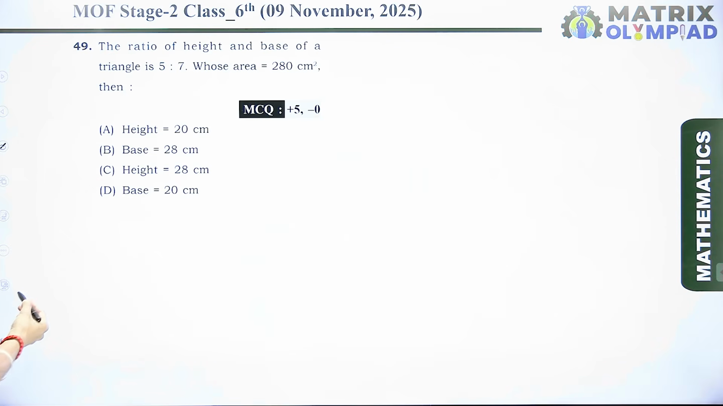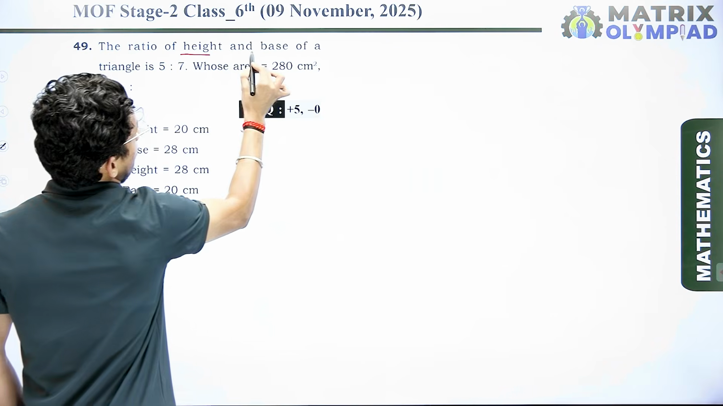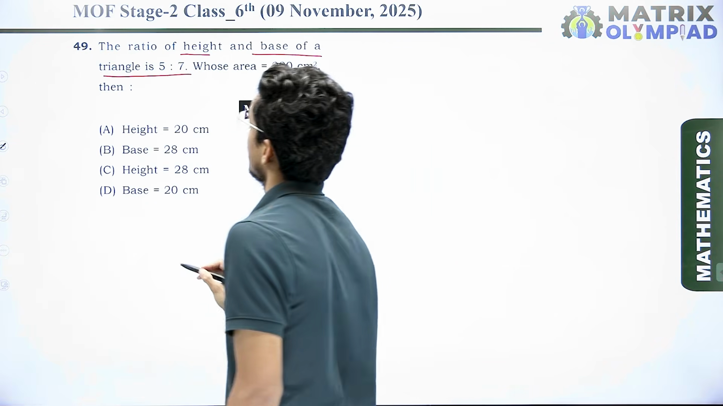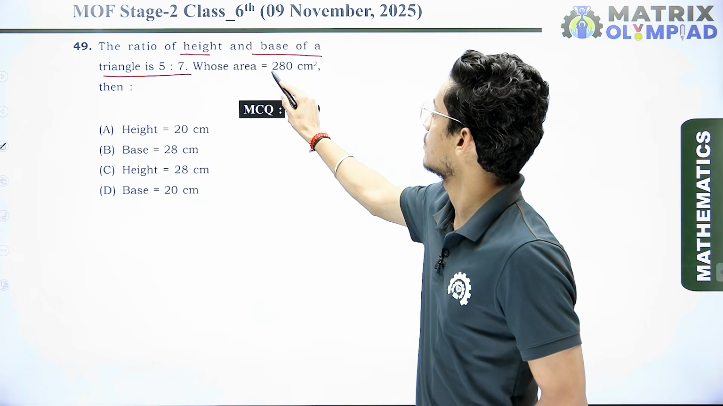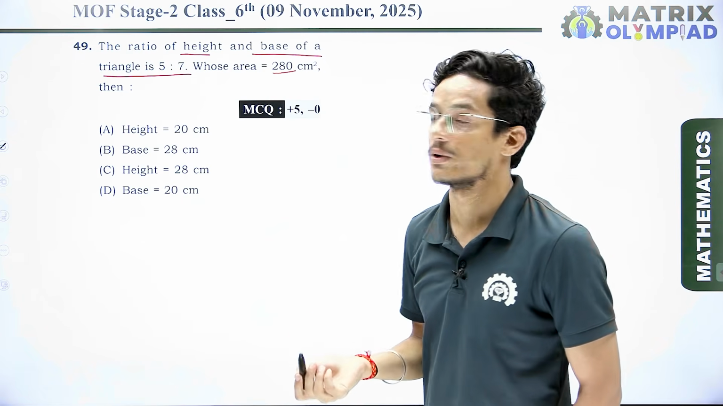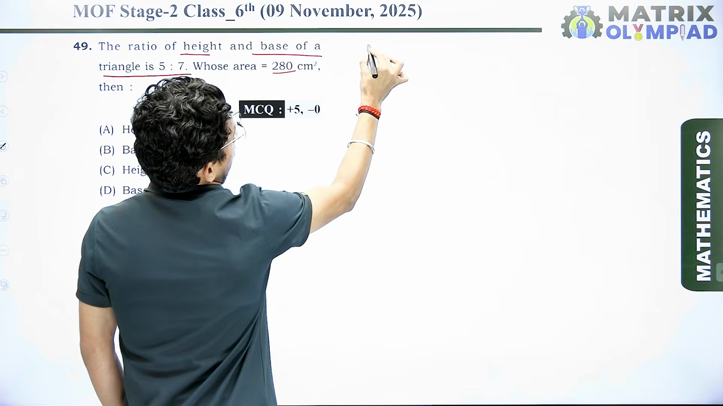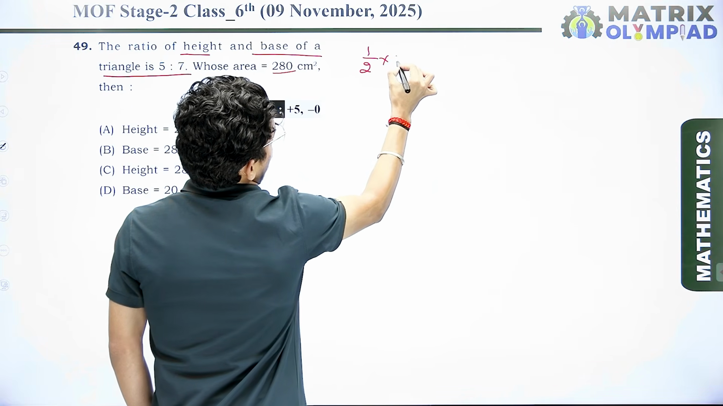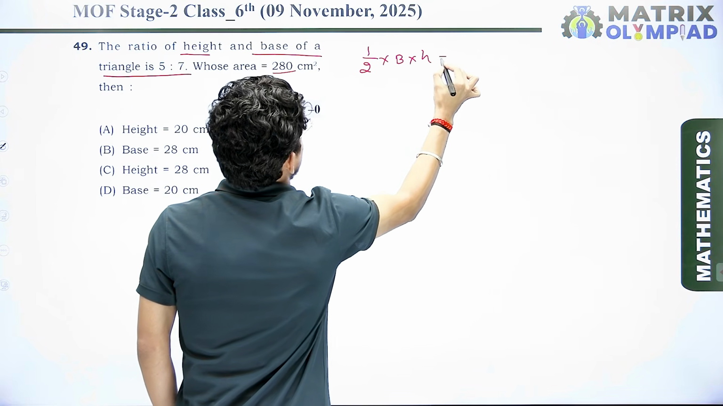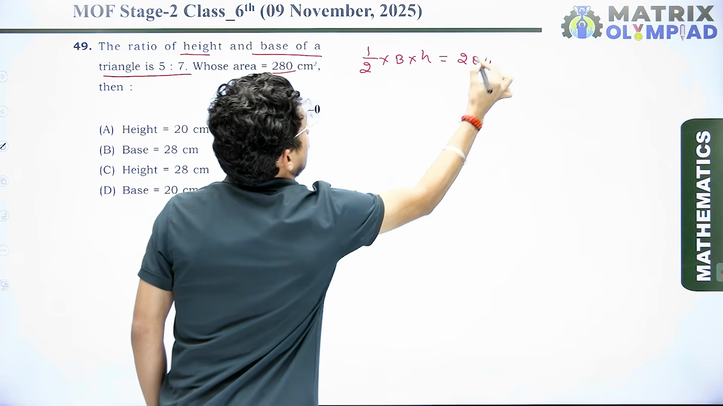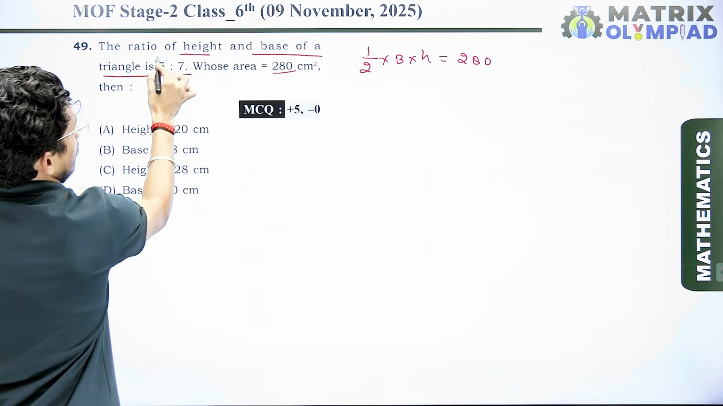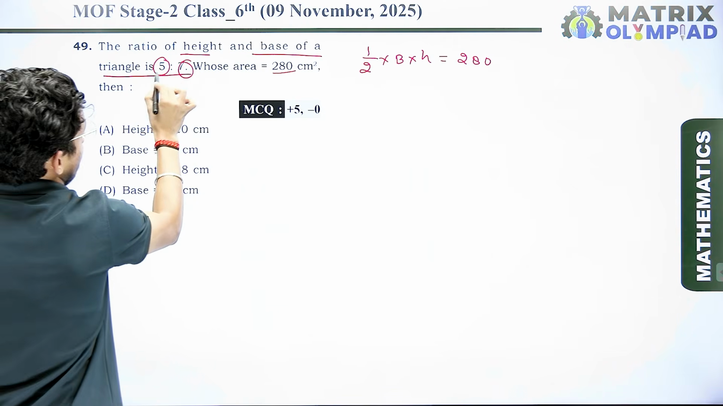Now the next question: the ratio of height and base of a triangle is 5:7, whose area is 280 centimeter square. We know the area of a triangle is 1/2 base multiplied by height, which is equal to 280. Now base here we have given 7 and height we have given 5.